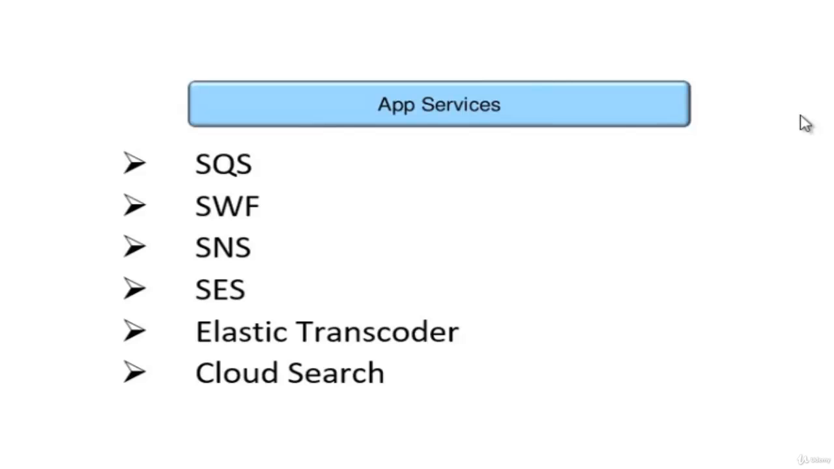Now the third component of application services is Simple Notification Services. Amazon Simple Notification Service is a fast, flexible, fully managed push notification service that lets you send individual messages or to fan out messages to large number of recipients. Amazon SNS makes it simple and cost-effective to send push notifications to mobile device users, email recipients, or even send messages to other distributed services.